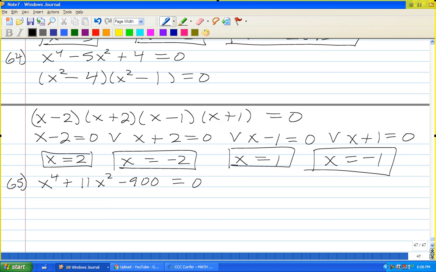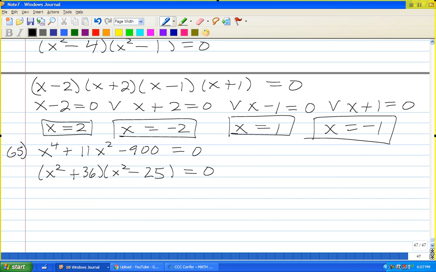And so let me factor this. Again, this is a monic quadratic trinomial in x squared. So bring down the plus times minus is minus. I want two whole numbers whose product is 900 and whose difference is 11, 36 and 25. Yes. And so 36 times 25 is 900. 36 minus 25 is 11.